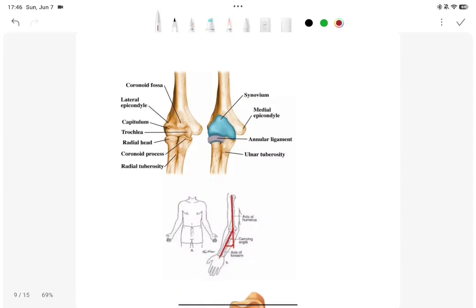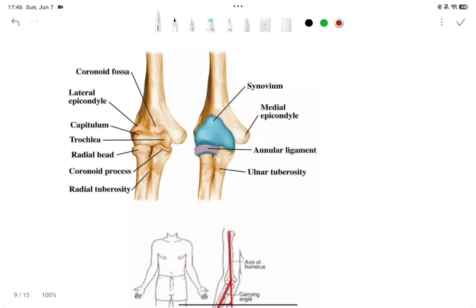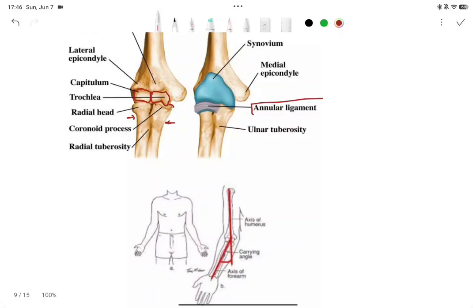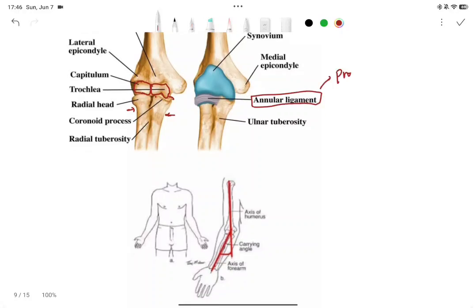Okay, this is the elbow joint complex. Okay, elbow joint complex that the तीनटा bones है. This is the humerus. So this part is the capitulum, and this part is the trochlea. So the trochlea articulates with the ulna, which is the medial bone, while the capitulum articulates with the radius. So this is the lateral bone, and there's the annular ligament which forms the joint between the proximal radioulnar joint. So proximal radioulnar joint.